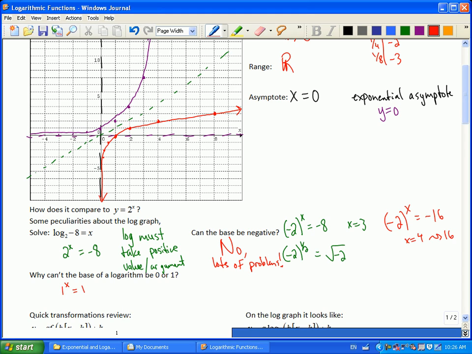Yeah, you happy with that? Yeah. There's no problems with the exponent. But what happens when I flip it is kind of strange.